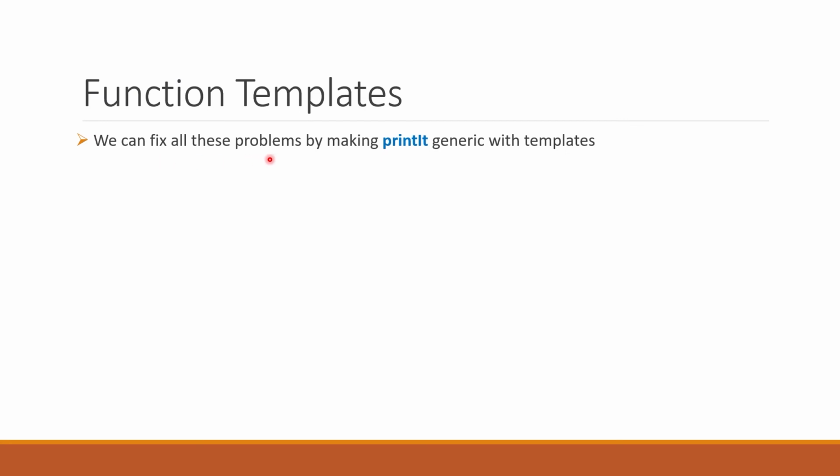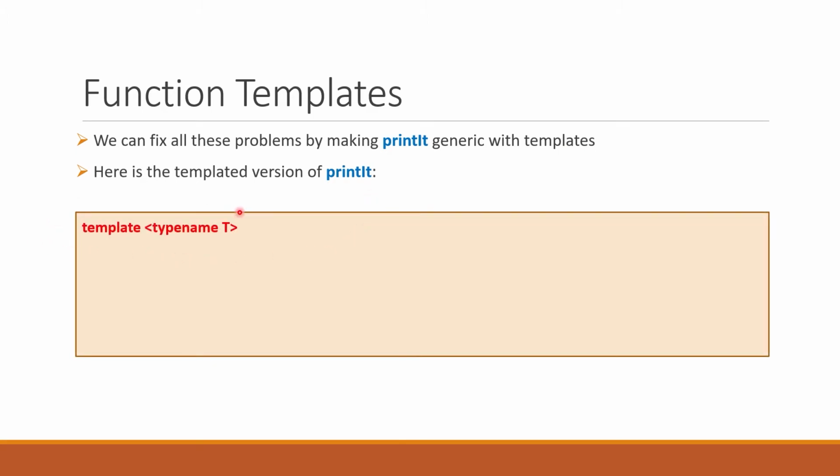We can fix all these problems by making printIt generic with templates. The idea is you want this printIt function to handle all those different data types, including integers, doubles, characters, and strings. So we want to use the keywords template and typename. So in this templated version of printIt, we are going to have this line of code where we say template, and then angle bracket, typename, T, and then a closing angle bracket. The keywords template and typename are used here. The T becomes a generic type or a placeholder type. Now you can use any variable name instead of T here.